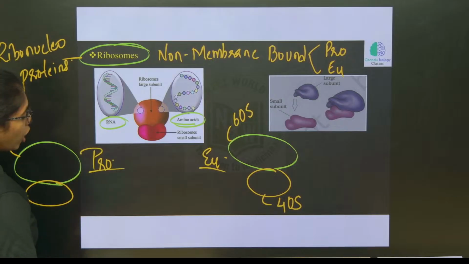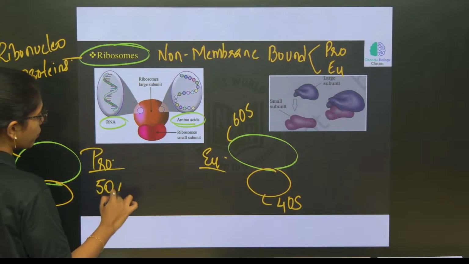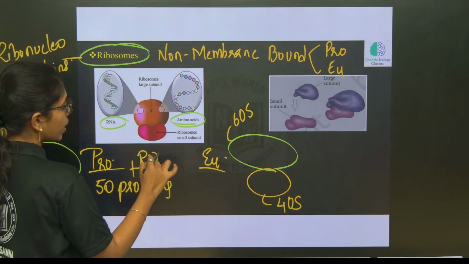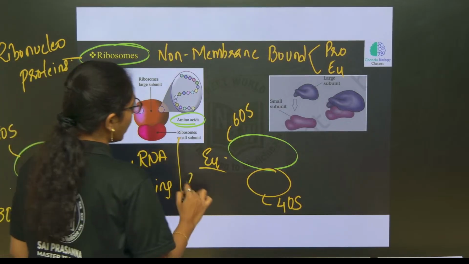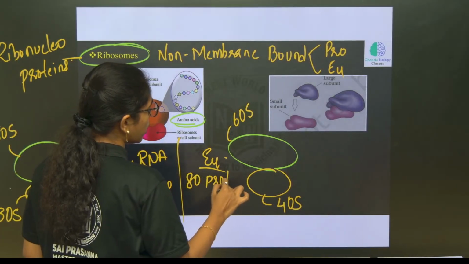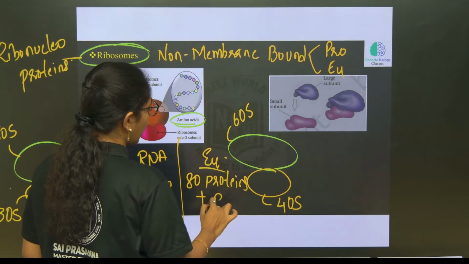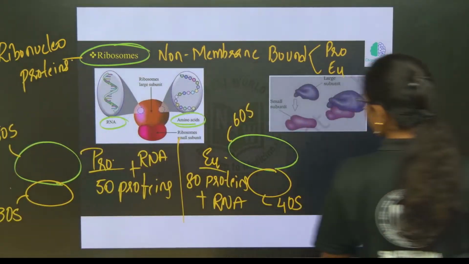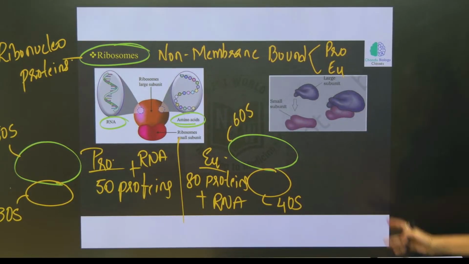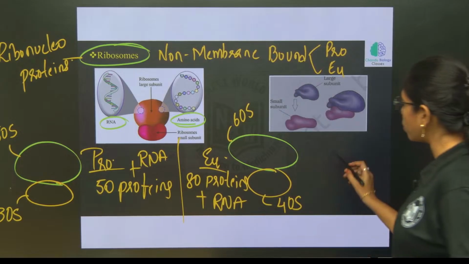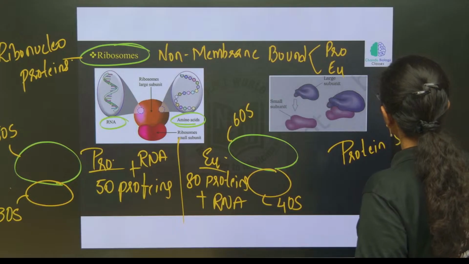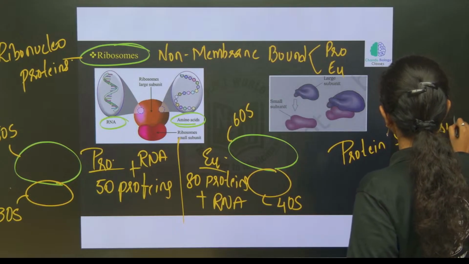If it is a prokaryotic cell, they have around 50 different types of proteins along with RNA. In a eukaryotic cell, they have 80 different types of proteins along with RNA. Clear, right? Any doubt anywhere, Vita? No. And next, so this is about ribosomes, and the ultimate function of ribosome is what? Protein synthesis. Protein synthesis is the ultimate function of ribosome.